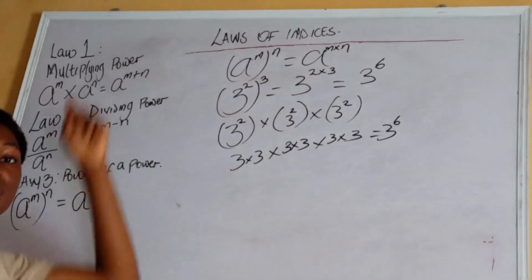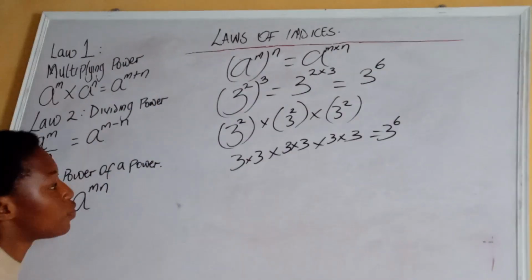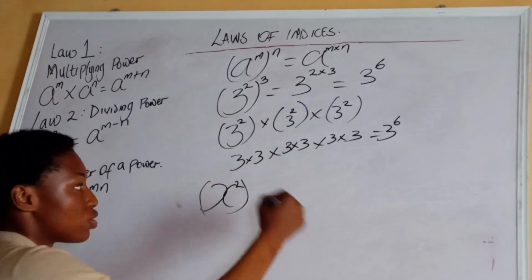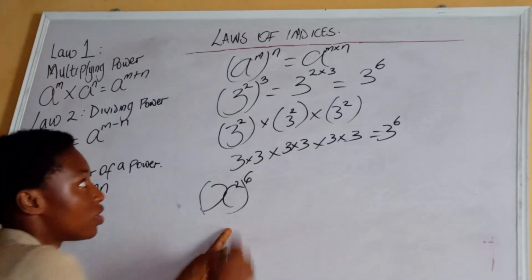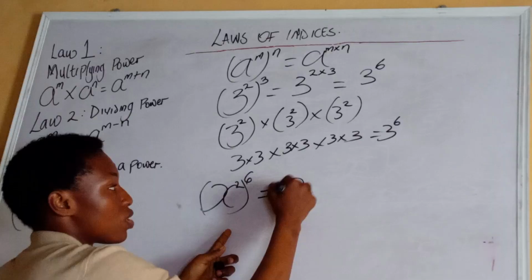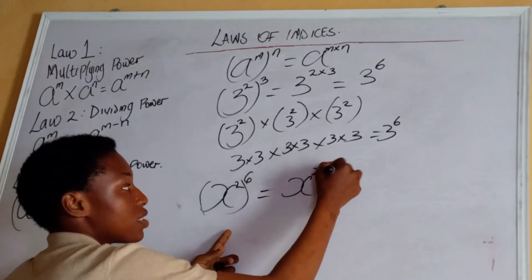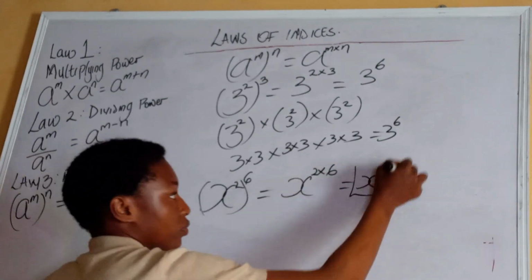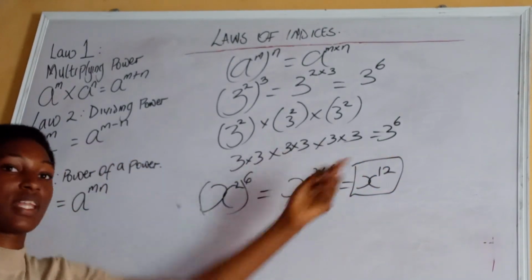So this formula just makes it easier for you. What if you have x to the power of 2 or to the power of 6? The formula is telling you that what you need to do is just x to the power of 2 times 6, which will give you x to the power of 12. And you can also write it expanded like this too.